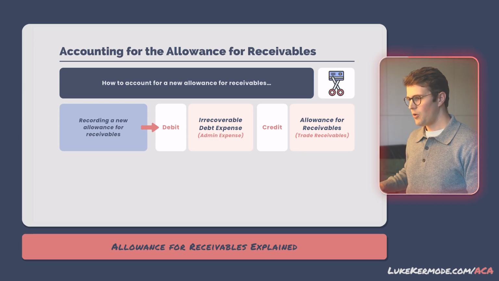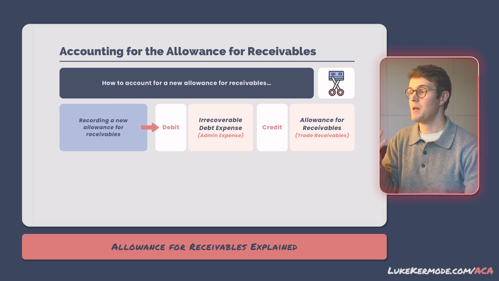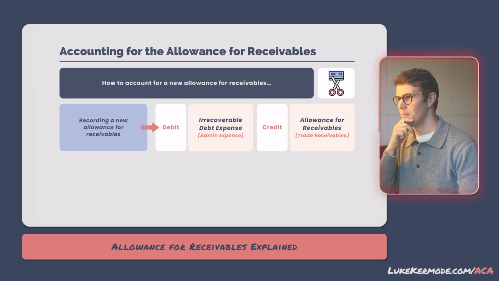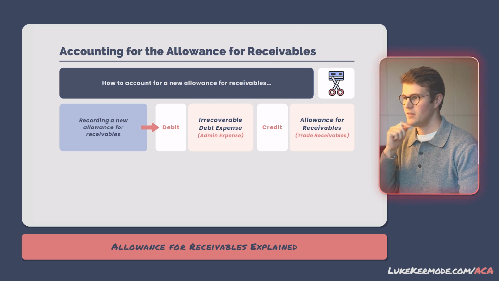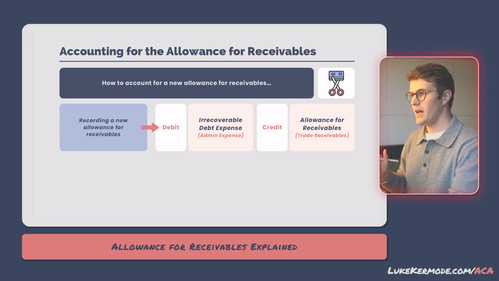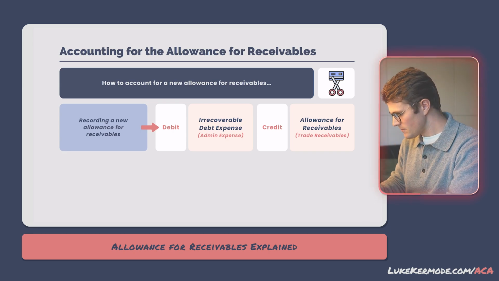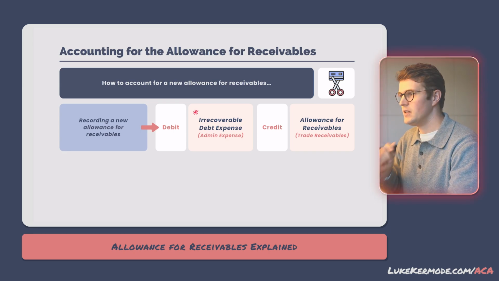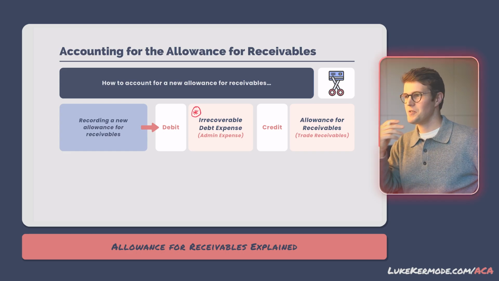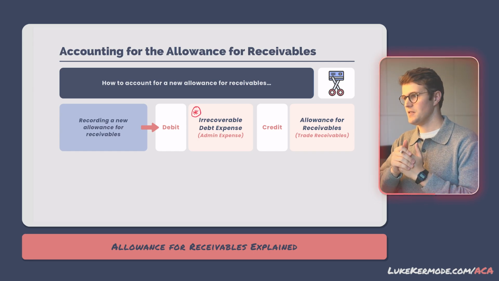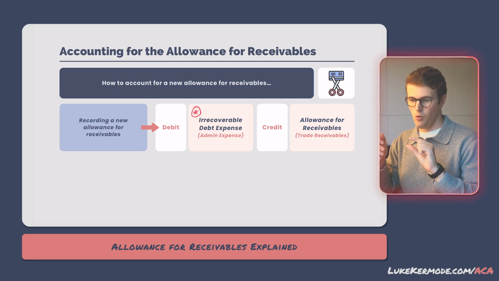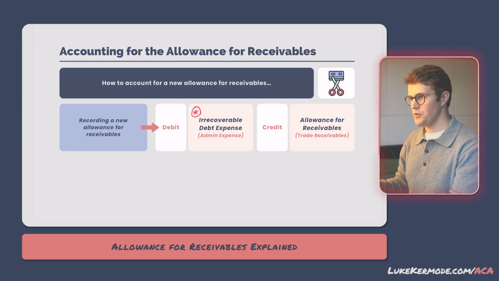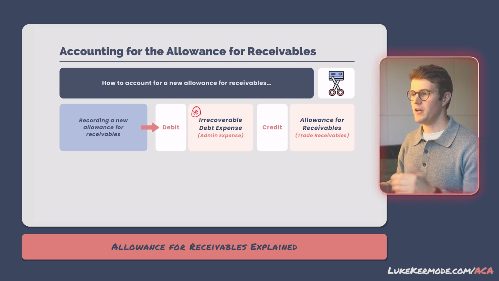So let's walk through how we account for an allowance for receivables in the financial statements, assuming this is the first time the business is recording one in its accounts. So we start by debiting the irrecoverable debt expense account. So this appears in the income statement, typically within administrative expenses. This reflects the expected future loss from customer debts that might not be paid, and therefore this journal entry is going to reduce the business's reported profit number.